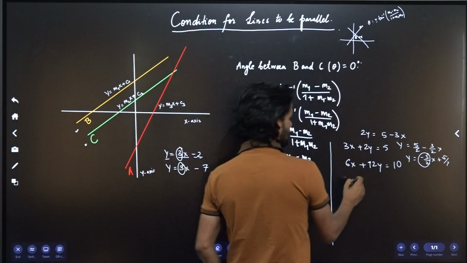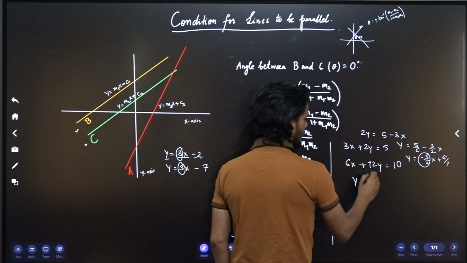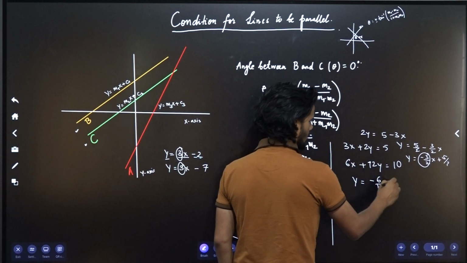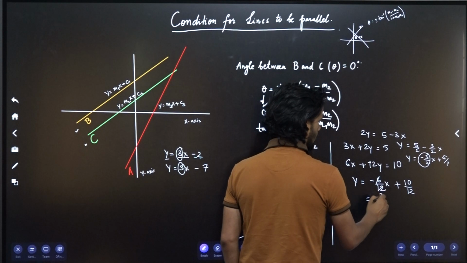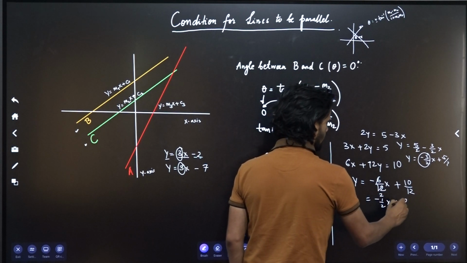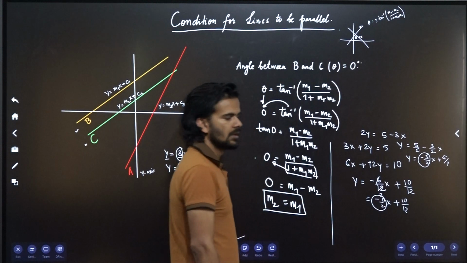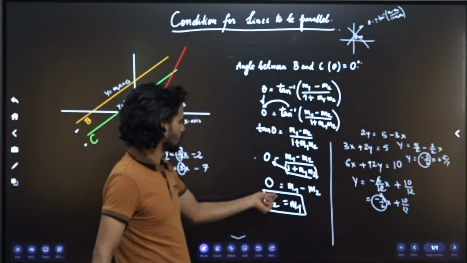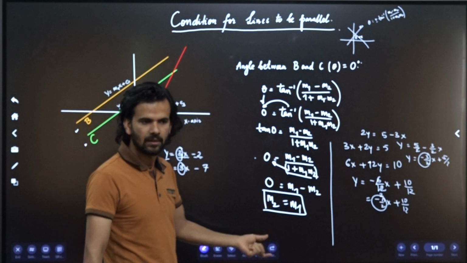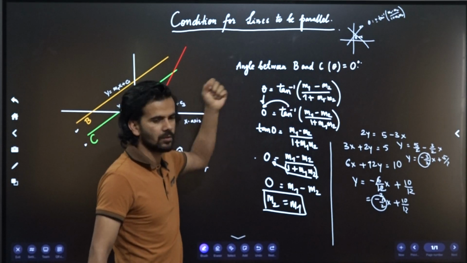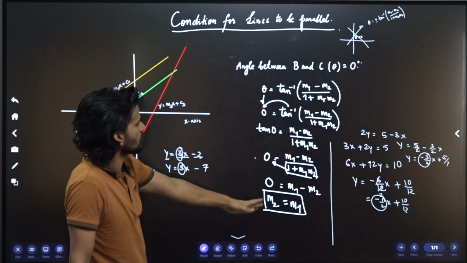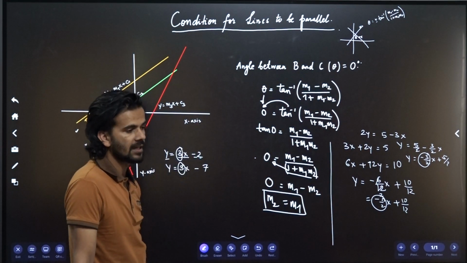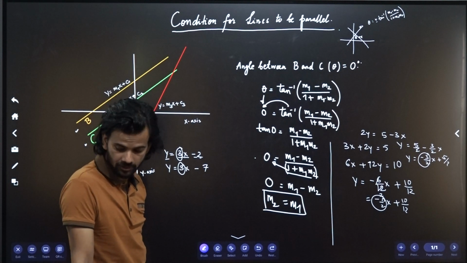What about this one? If you do the calculation, you will get y equals minus 6 over 12 x plus 10 over 12, which is minus 1 over 2 x plus 10 over 12. The slope is minus half. The slopes should be equal, right? That's the condition. Parallel means the angle between them is 0, and if the angle is 0, the slopes need to be equal. But the slopes are not equal, so they're not going in the same direction.